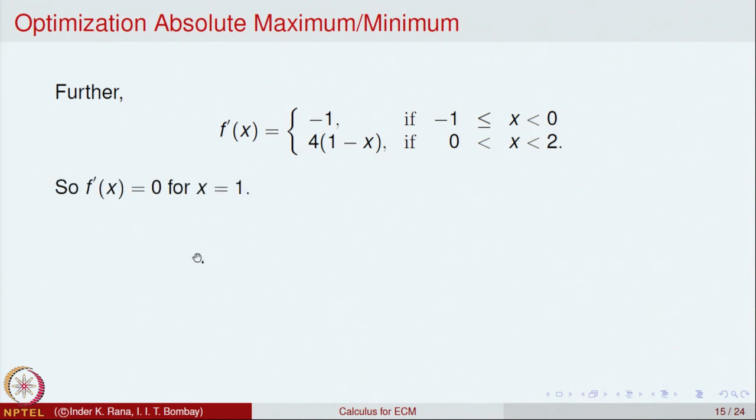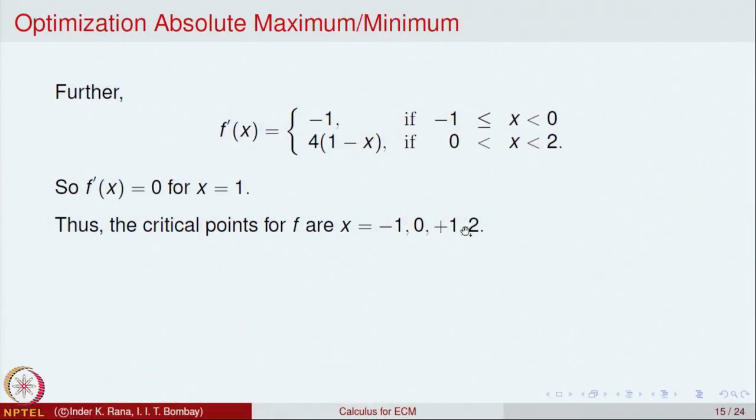So, the possible points where the function can have local maxima or minima, and absolute maxima or minima, are what we call the critical points, and these points are the end points. So, -1 and 2 are the end points. 0 is the interior point where the function is not differentiable. And then there is the point where the derivative exists, at an interior point, and the derivative is equal to 0.